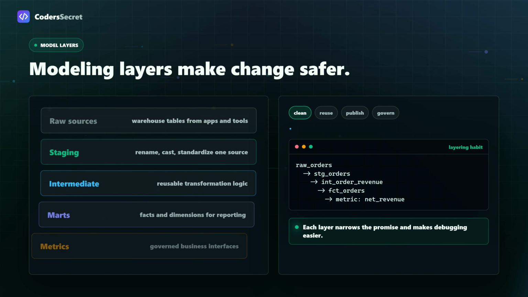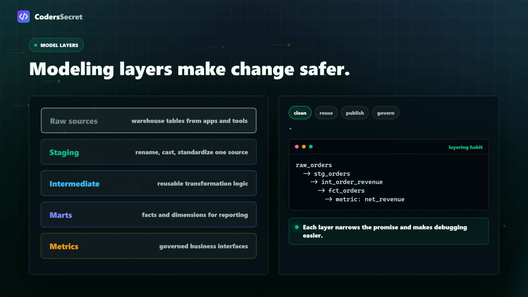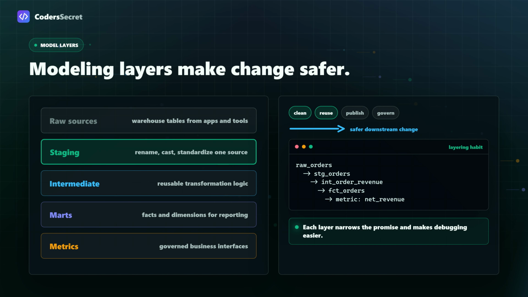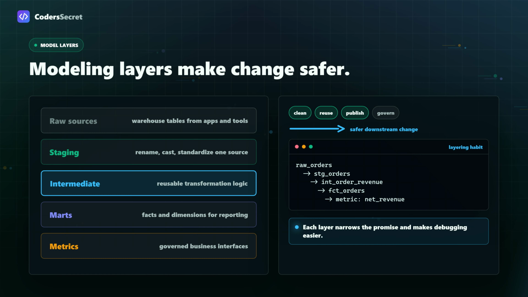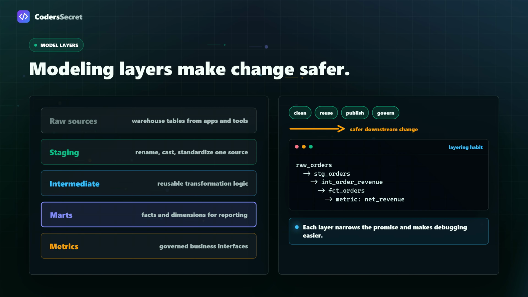The stack on screen shows why mature DBT projects use layers. Staging models stay close to one raw source and clean names, types, and source-specific quirks. Intermediate models hold reusable transformation logic that is not ready for business users. Marts expose facts and dimensions with clear grain. Metrics sit above the marts, so revenue, active users, conversion, and retention are reused instead of redefined in every dashboard.